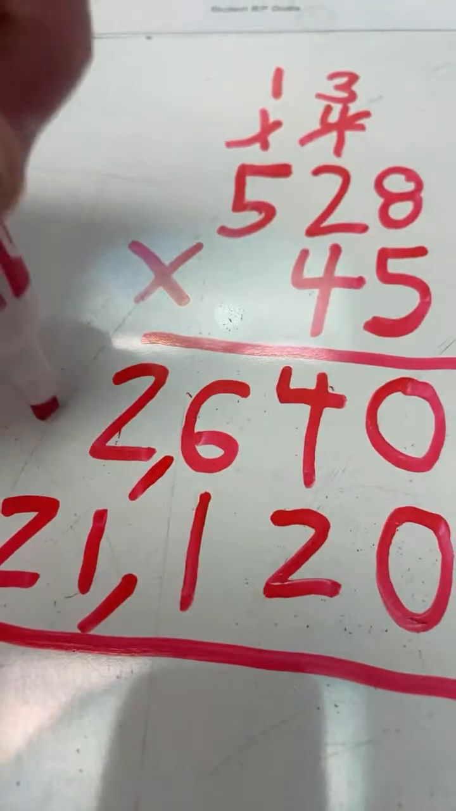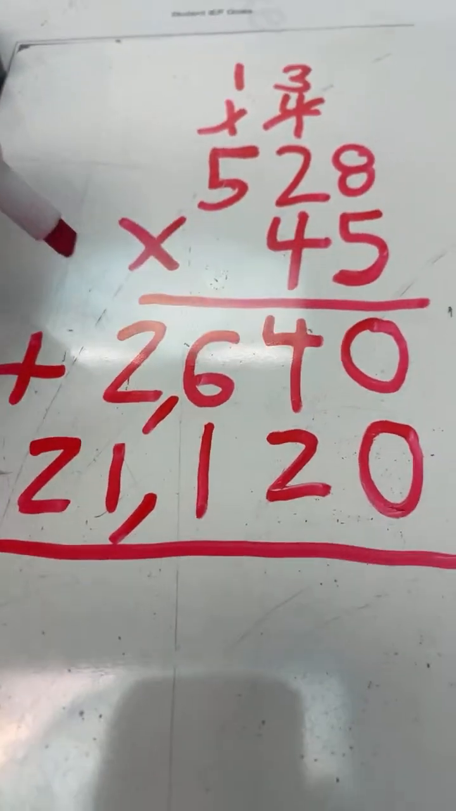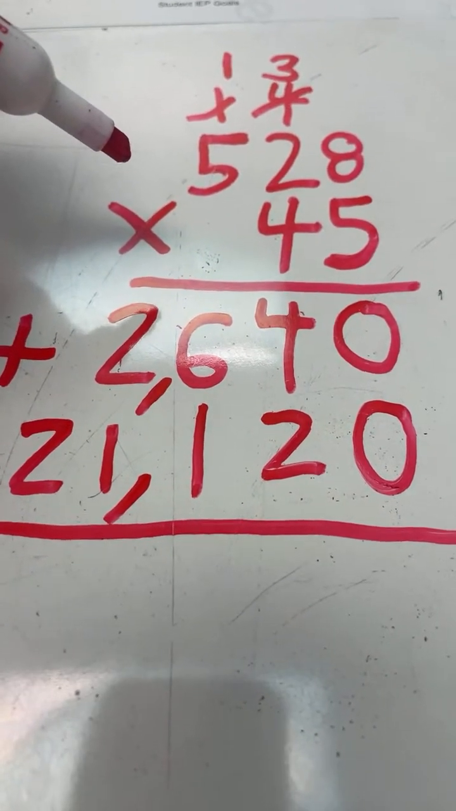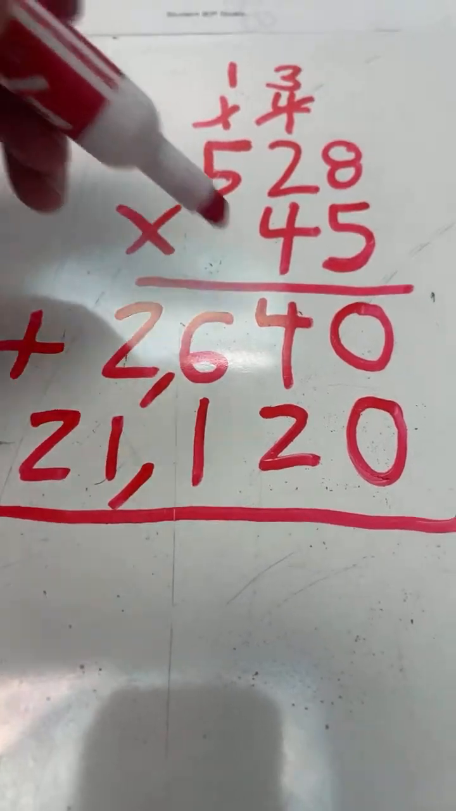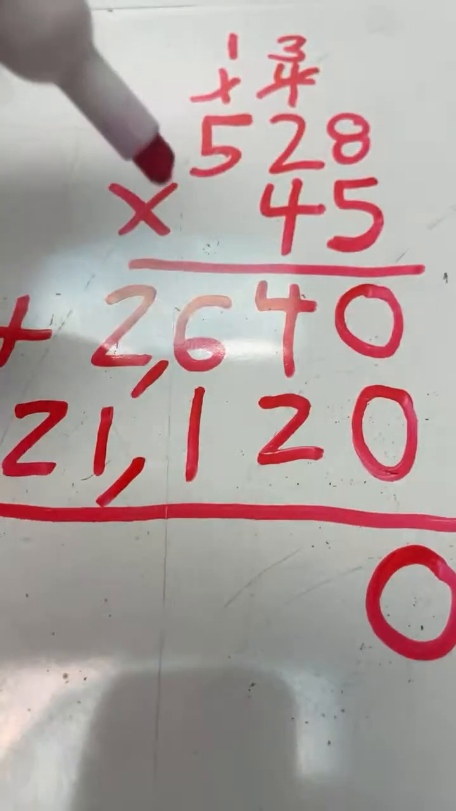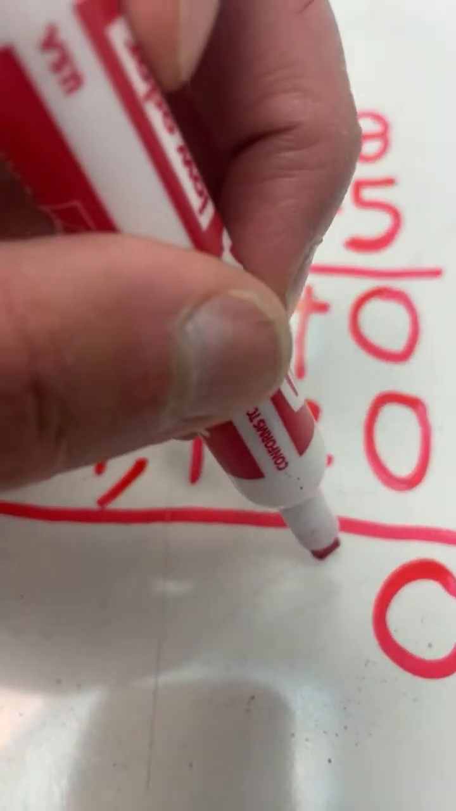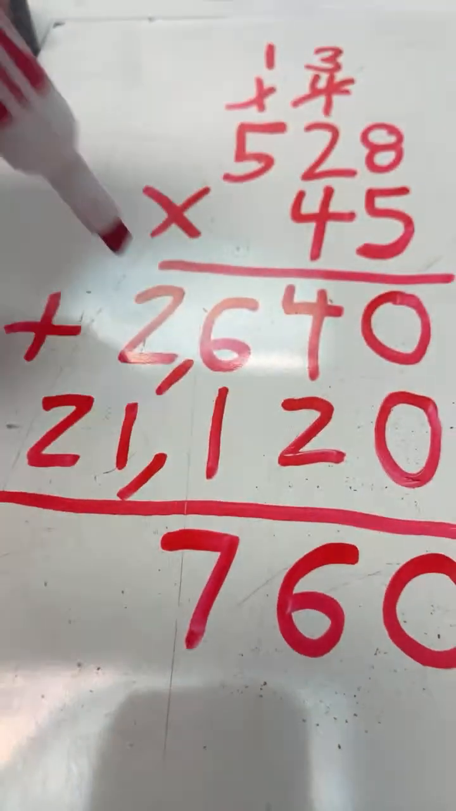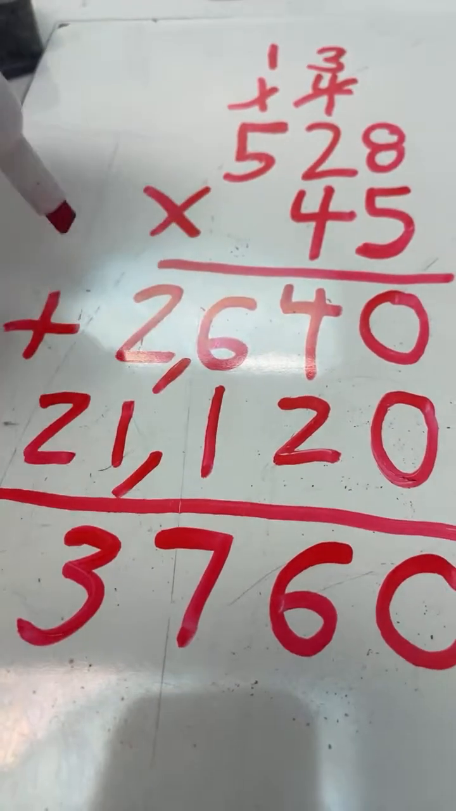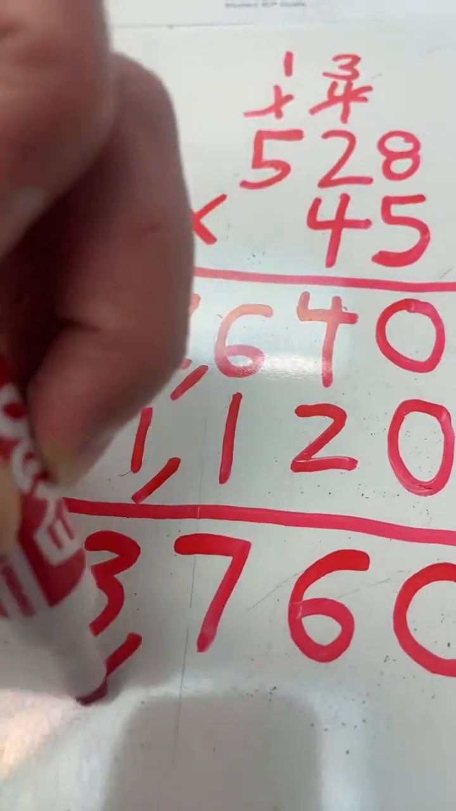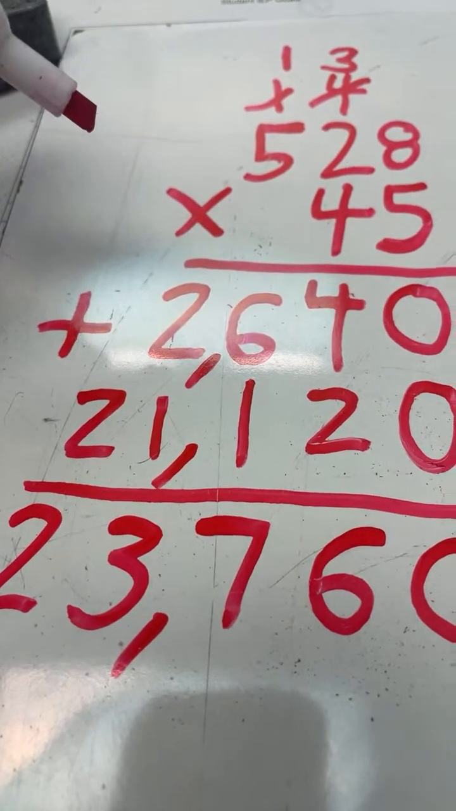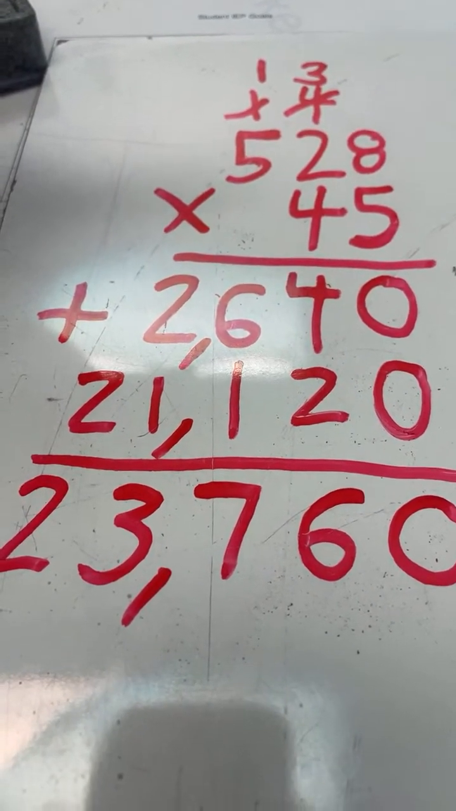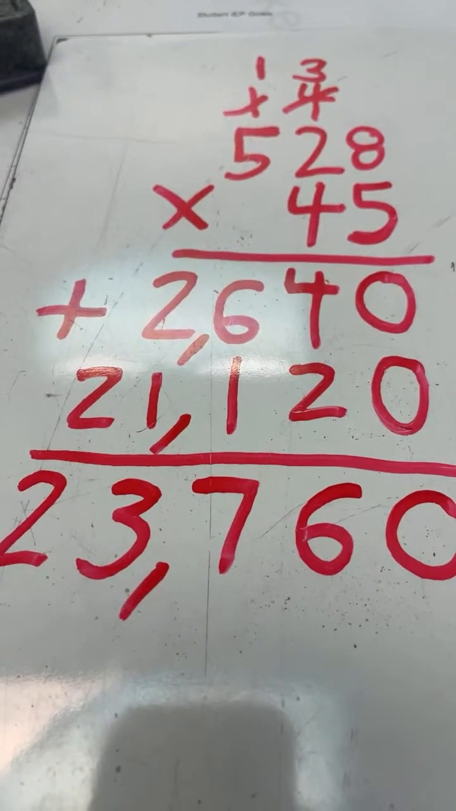Now we are not done yet. To get our final answer, we have to add these two numbers together. 0 plus 0 equals 0. 4 plus 2 equals 6. 6 plus 1 equals 7. 2 plus 1 equals 3. 0 plus 2 equals 2. And we have our final answer. 528 times 45 equals 23,760.